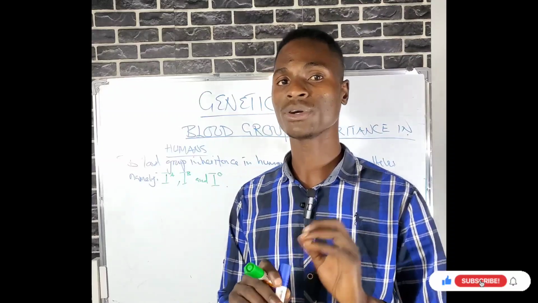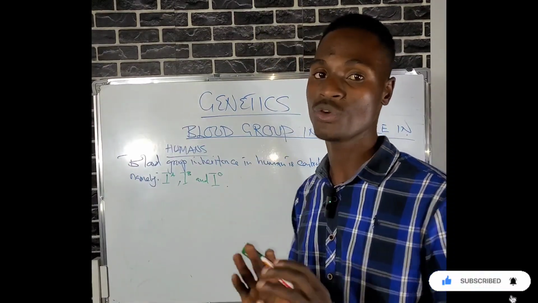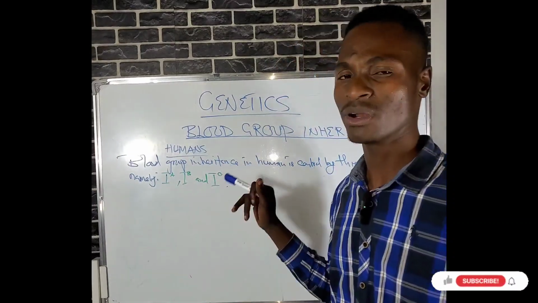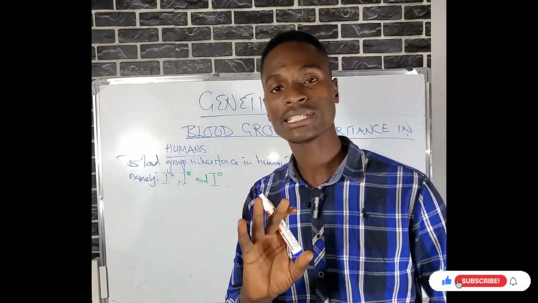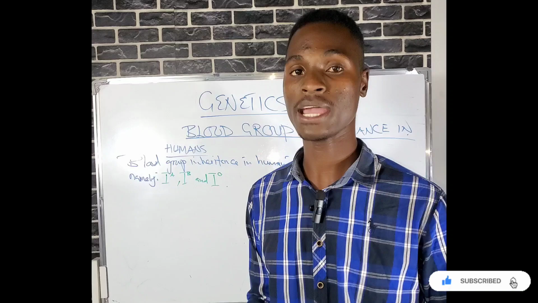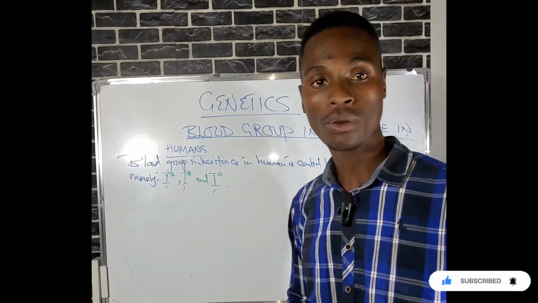In this video, I'm going to explain blood group inheritance in human beings. This is under genetics. This is biology, by the way. Blood group inheritance in humans is controlled by three alleles: allele A, B, and O.